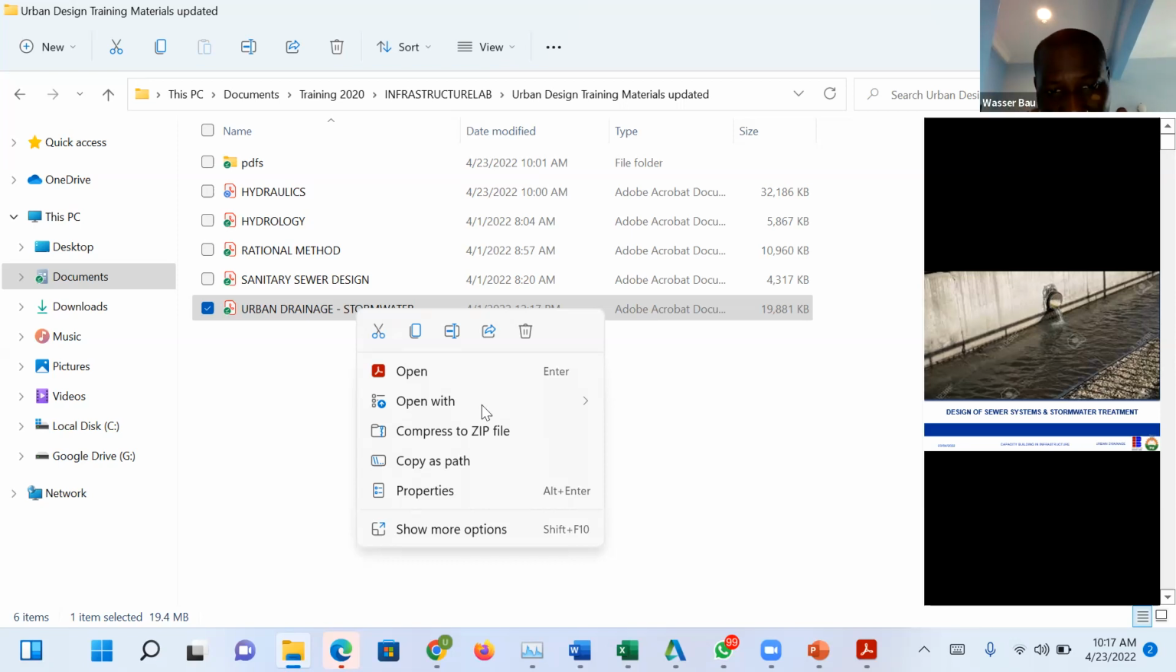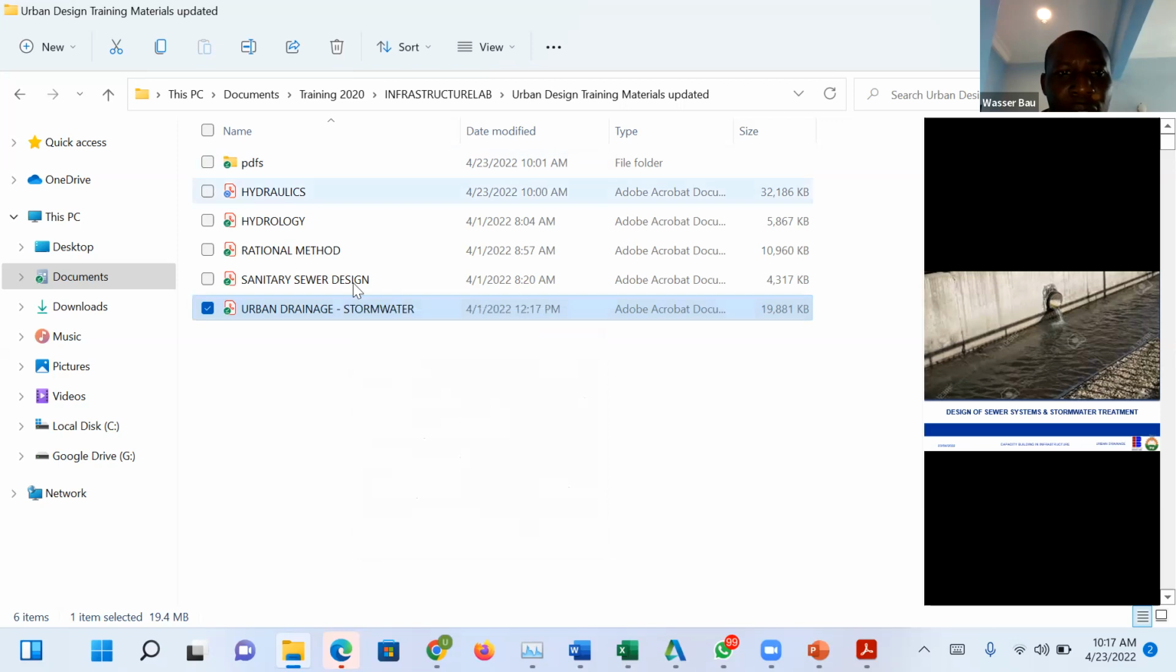I want you to get the distinction of these two, so that you know that in every urban design, there are two things you need to take care of. I'm trying to open one or two PDFs, and I don't know what is happening.